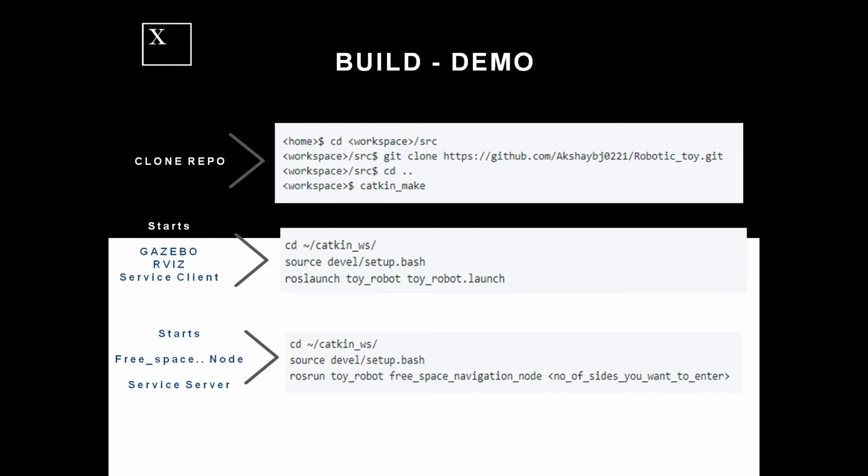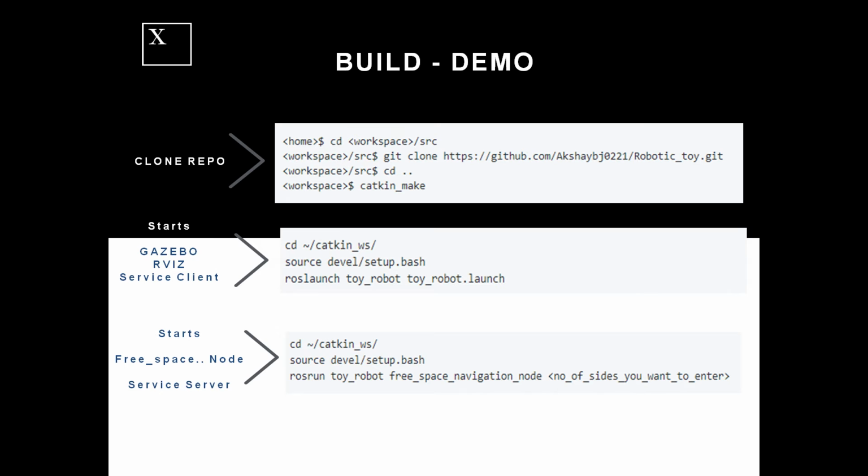So when you want to build my robot, all you have to do is go in your Catkin workspace, git clone my repository, catkin make, go back, and now you have to use a command which will actually start my package. First of all, you'll have to start Gazebo, RViz, and the service client that I'm using. For that, all you have to do is use this command, roslaunch toyrobot toyrobot.launch, and all these three things will be started.